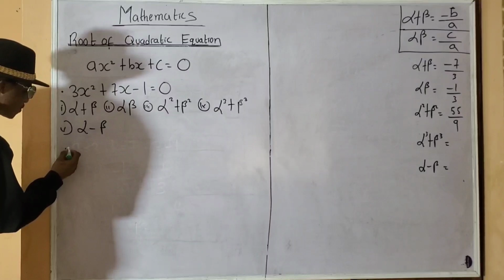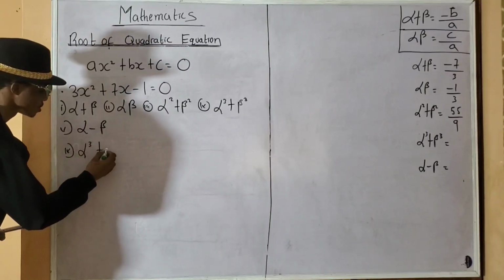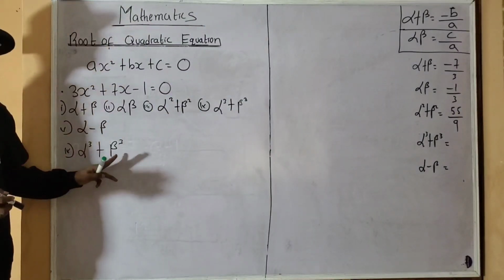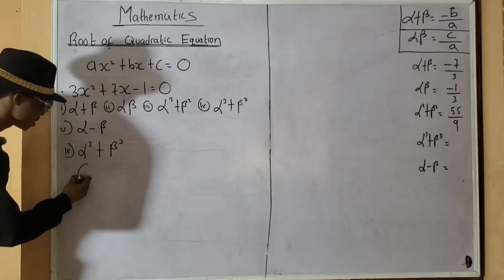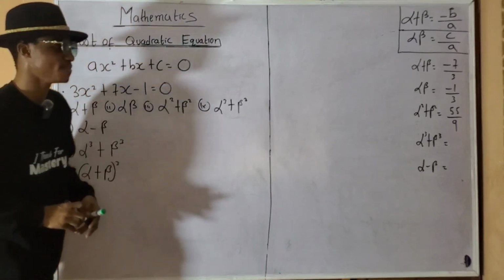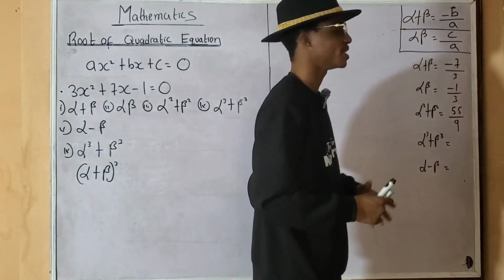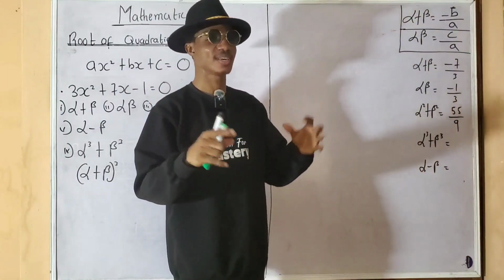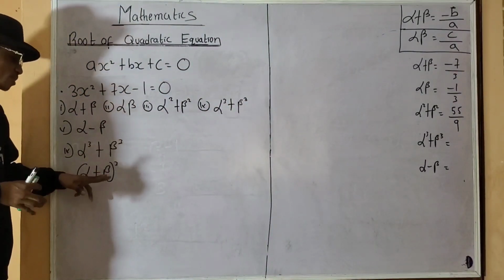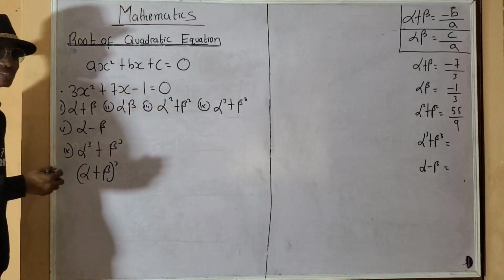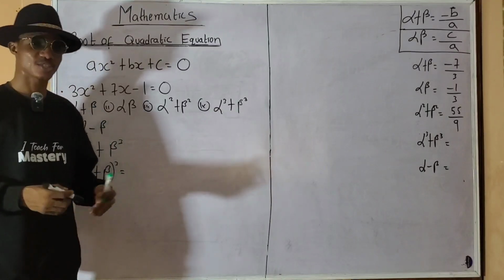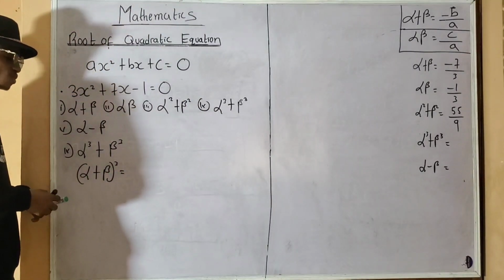We have the fourth one, alpha cube plus beta cube. Okay, the value of alpha cube plus beta cube can be obtained from alpha plus beta cube. Do you understand? Just like the value of alpha squared plus beta squared is obtained from alpha plus beta squared, so also the value of alpha cube plus beta cube can be obtained from alpha plus beta cube. Now listen, from Pascal triangle, I'm very sure you've learned binomial theorem, expansion. So I'm going to use Pascal triangle to expand this.